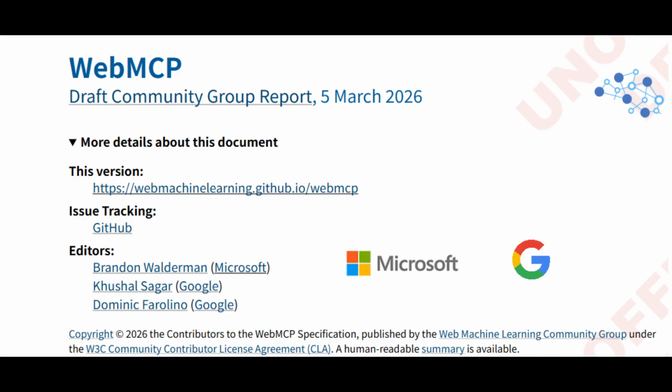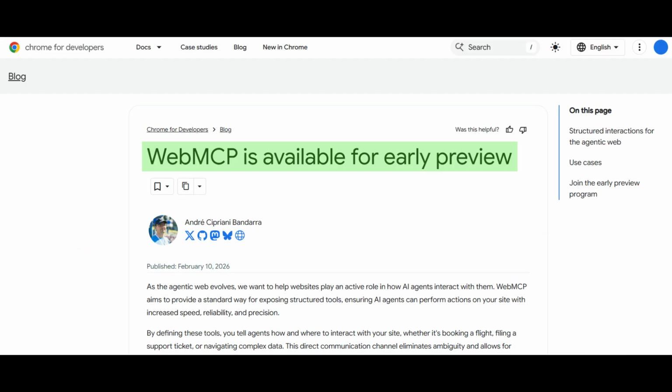And this isn't just a paper proposal. On February 10th, Chrome announced that WebMCP is available in their early preview program. WebMCP aims to provide a standard way for exposing structured tools, ensuring AI agents can perform actions on your site with increased speed, reliability, and precision. You can try this today.